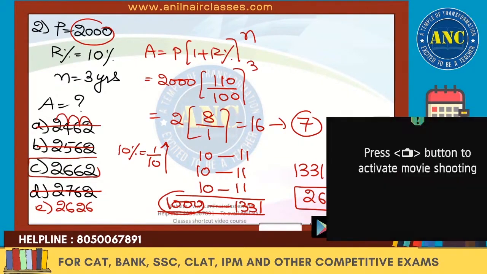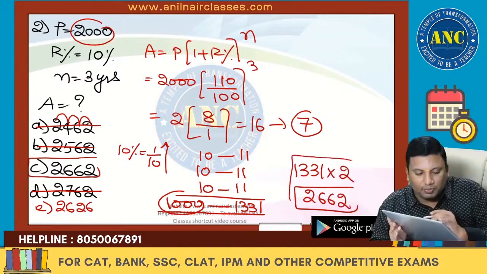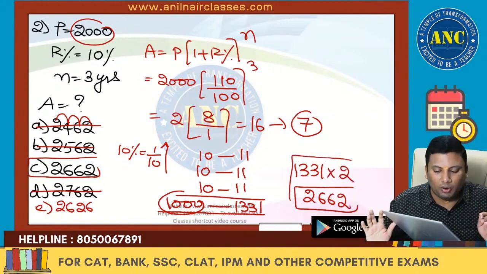A is not out, B is out and D is out because the digital sum is not matching. C and E remain. E is out because of this change concept. I hope it is clear.